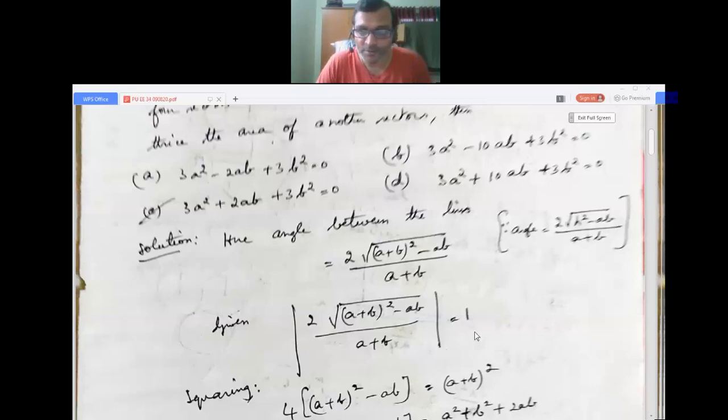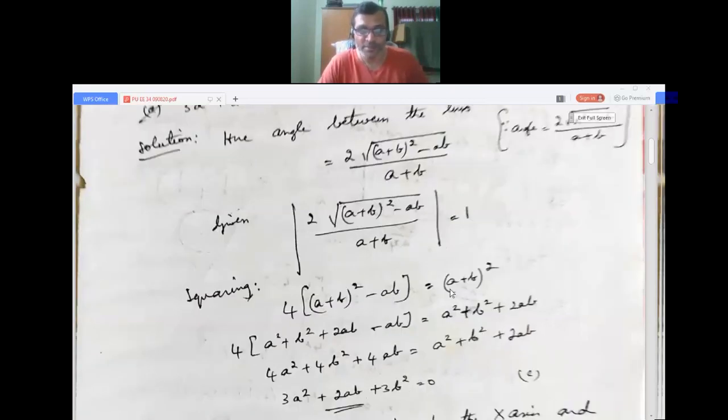So the angle between them, it's divided into 4 sectors, so each will be equal to 1. So tan 45 is 1. Then squaring both sides, because when you remove the absolute value, you will get two values. So 4 into (a plus b) whole squared minus ab, divided by (a plus b) whole squared. That is 4 into a squared plus b squared plus 2ab minus ab, divided by a squared plus b squared plus 2ab. You get it because the formula for (a plus b) whole squared is a squared plus b squared plus 2ab, here also the same formula. Then simplify, very simple simplification. You have already done this type of simplification in your high school. So you get 3a squared plus 2ab plus 3b squared.